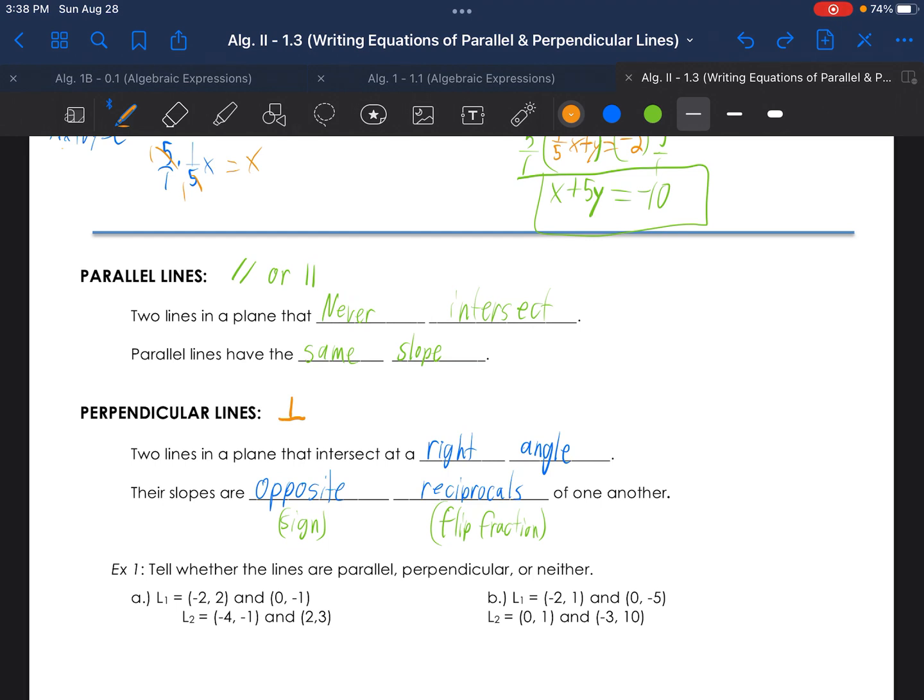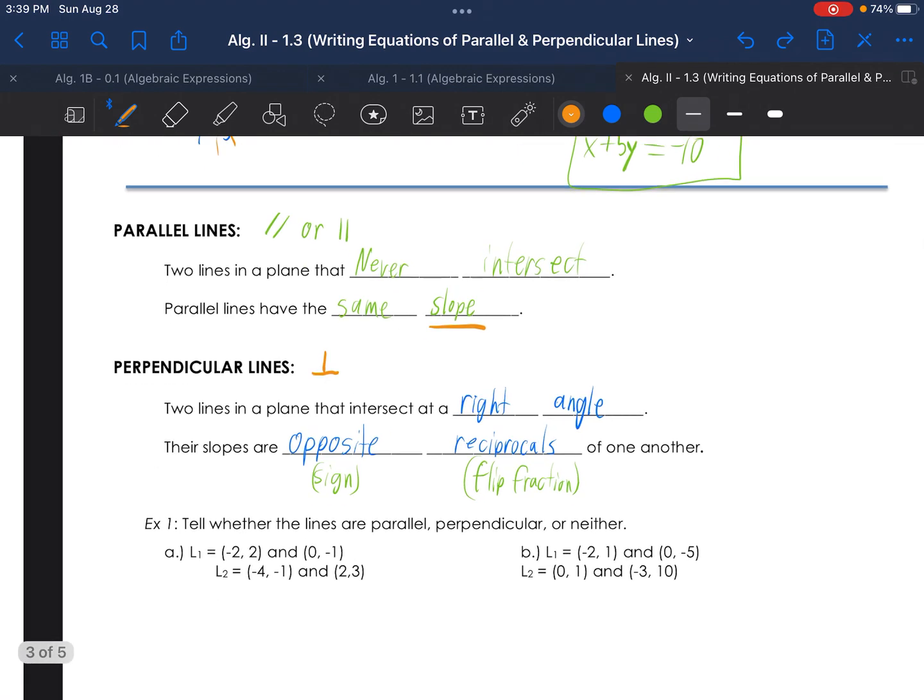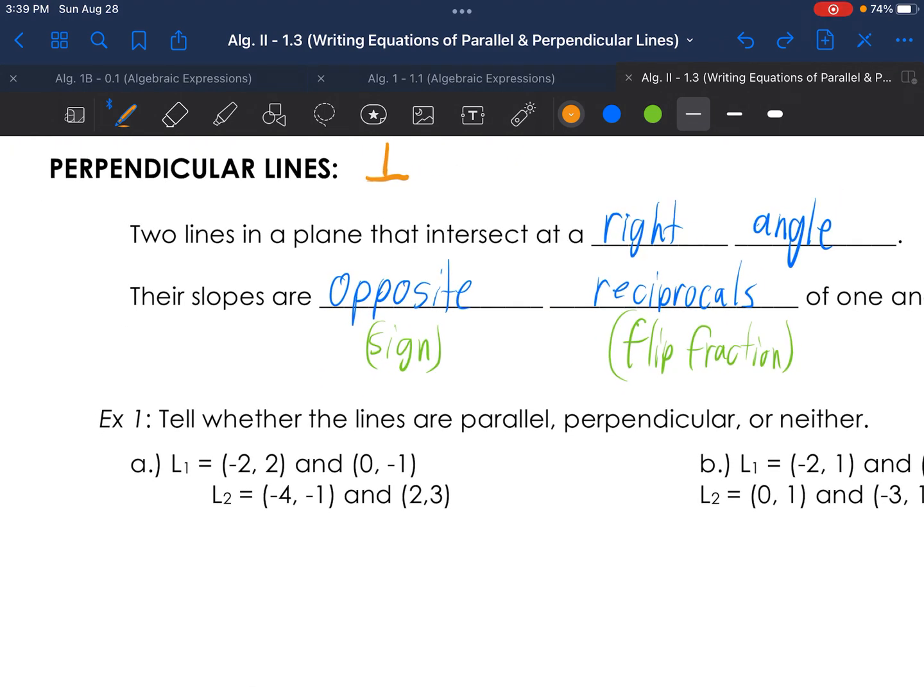All right, example 1. We're supposed to tell whether these lines are parallel, perpendicular, or neither. L1 and L2, that stands for line 1 and line 2. So we're saying line 1 has these 2 points. Line 2 has these 2 points. Now, in order to tell whether they're parallel, perpendicular, or neither, we need to look at the slope, because both parallel and perpendicular lines have special things going on with their slope. So we need to find the slope of both lines.